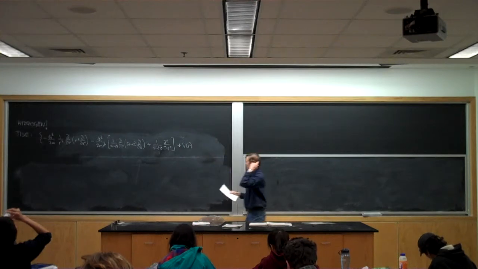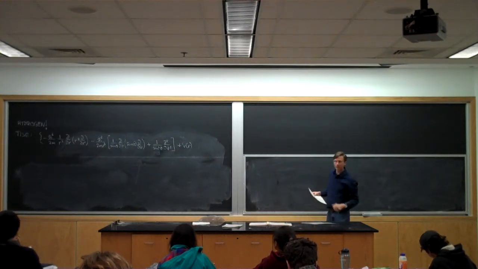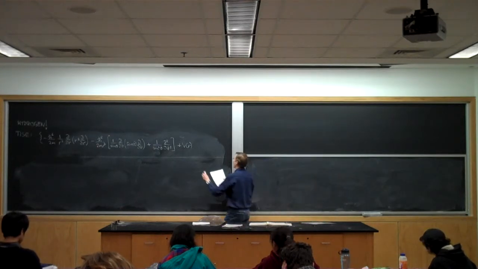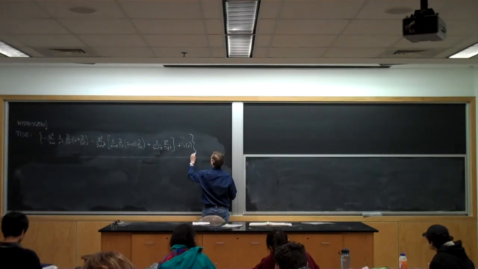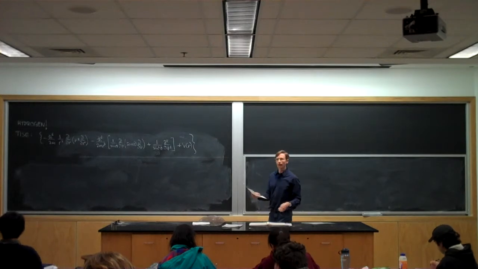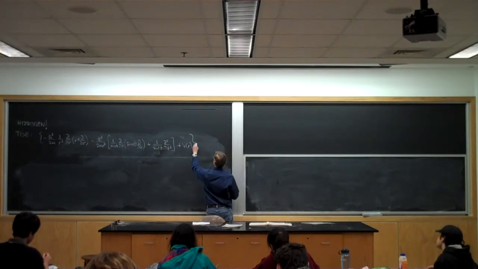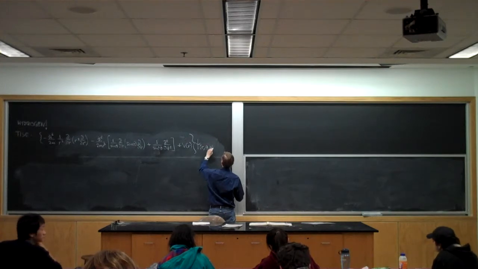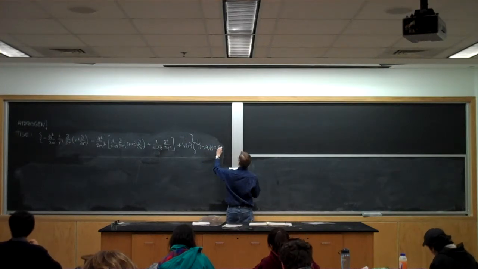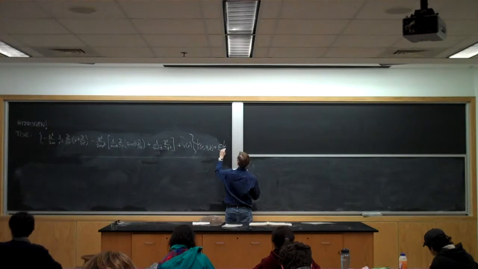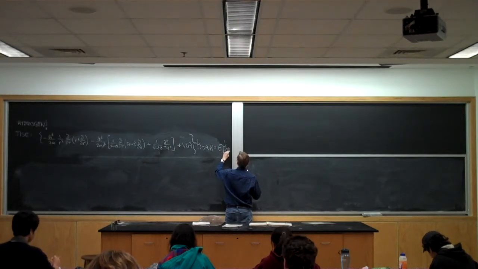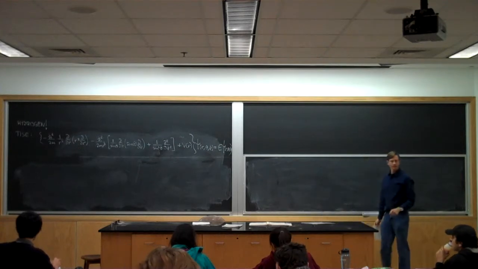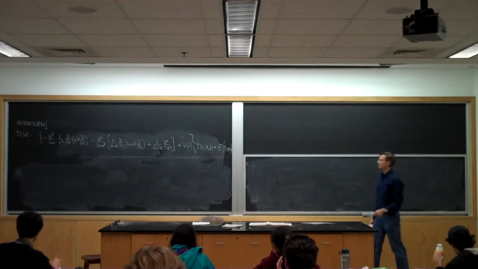some potential. We're assuming spherical symmetry, so that the potential only depends on r and not on theta and phi. All of that entire Hamiltonian operator applied to the wave function as a function of r, theta, and phi, in spherical coordinates, all of that should be the energy times psi of r, theta, and phi. That's our time-independent Schrodinger equation.